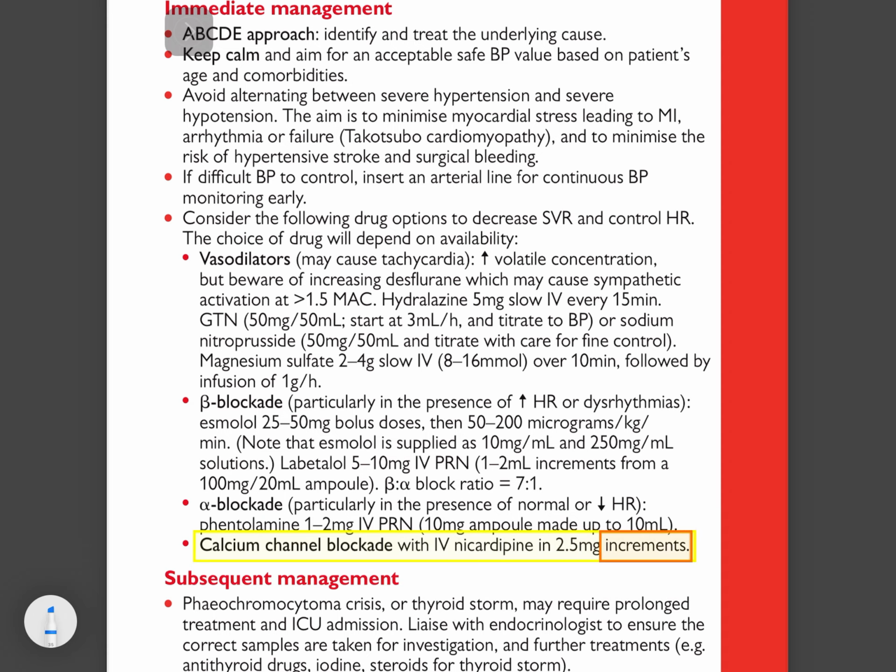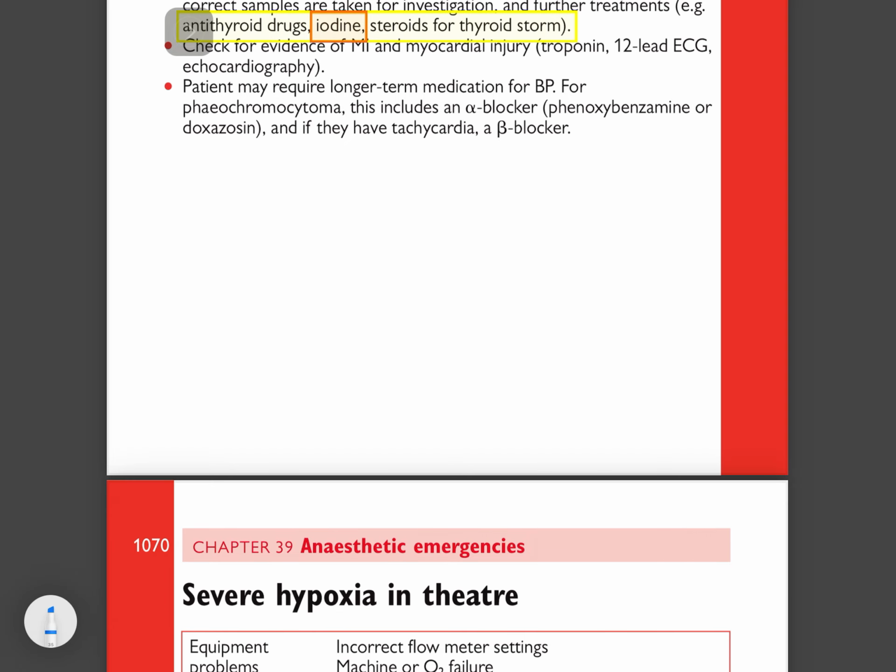Subsequent management: pheochromocytoma crisis or thyroid storm may require prolonged treatment and ICU admission. Liaise with an endocrinologist to ensure the correct samples are taken for investigation, and for further treatments, e.g., antithyroid drugs, iodine, steroids for thyroid storm. Check for evidence of MI and myocardial injury: troponin, 12-lead ECG, echocardiography.